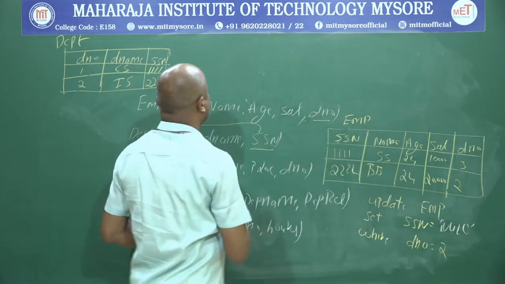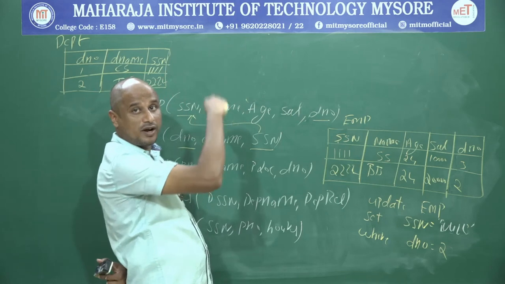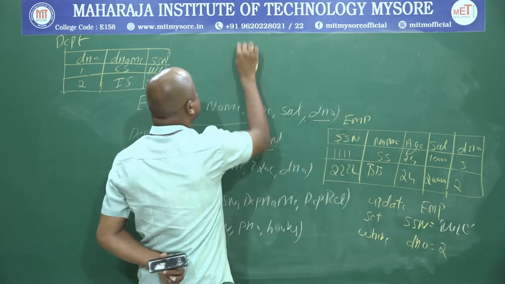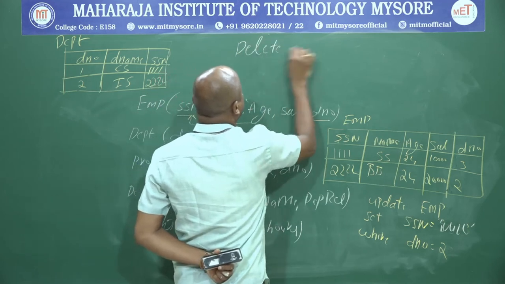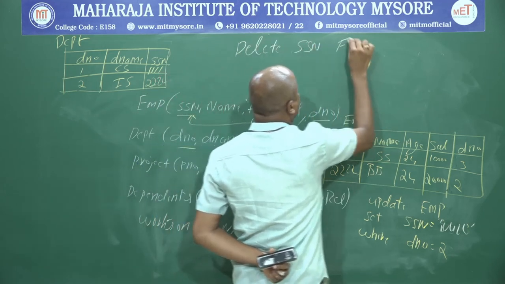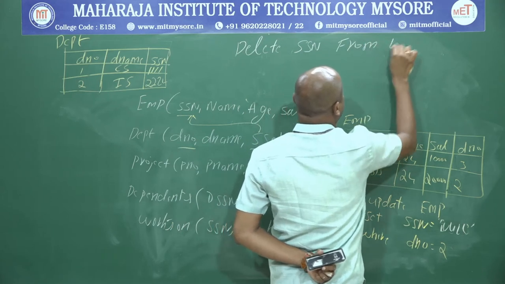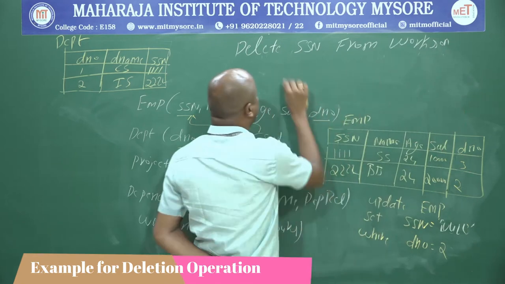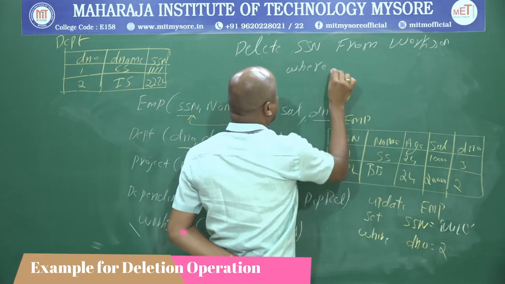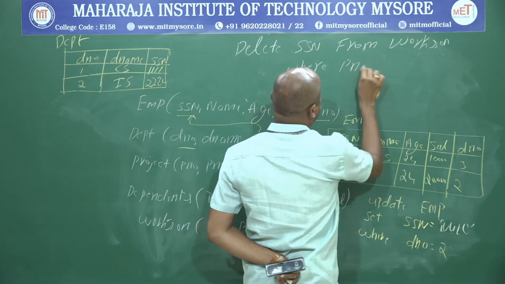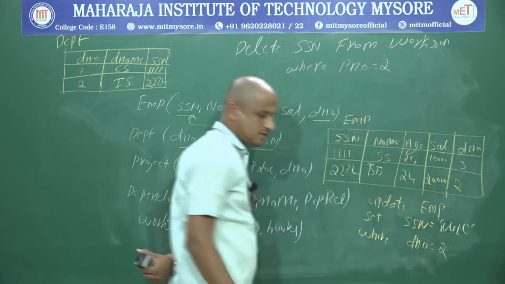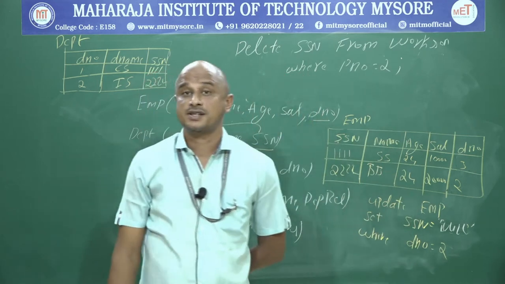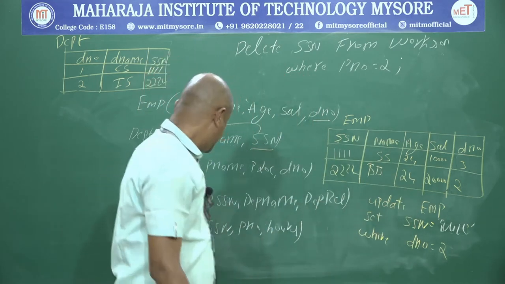So first one, let's use other tables. We are using only the employee, works on, and department tables. Now I'll try to use the works on table. So delete SSN from works on table where P number is equal to 2. So I am deleting the SSN in the works on table, that is here.